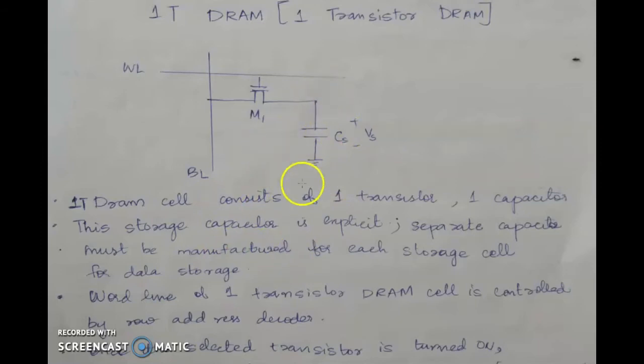Remember one thing, that this is an explicit capacitor. That means a separate capacitor must be manufactured for each storage cell for data storage. Later, in the 3 transistor DRAM, there is no explicit capacitor; in that case, the storage capacitor is a parasitic capacitance. But in 1T DRAM, this is an actual explicit capacitor.